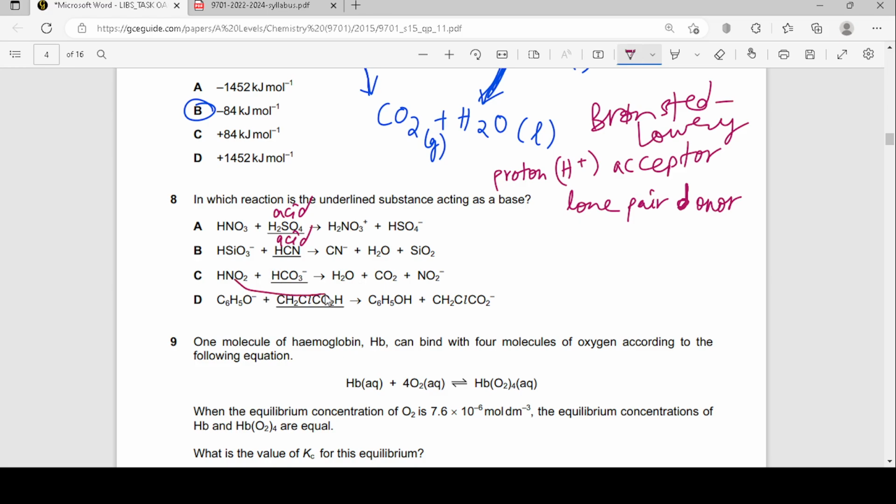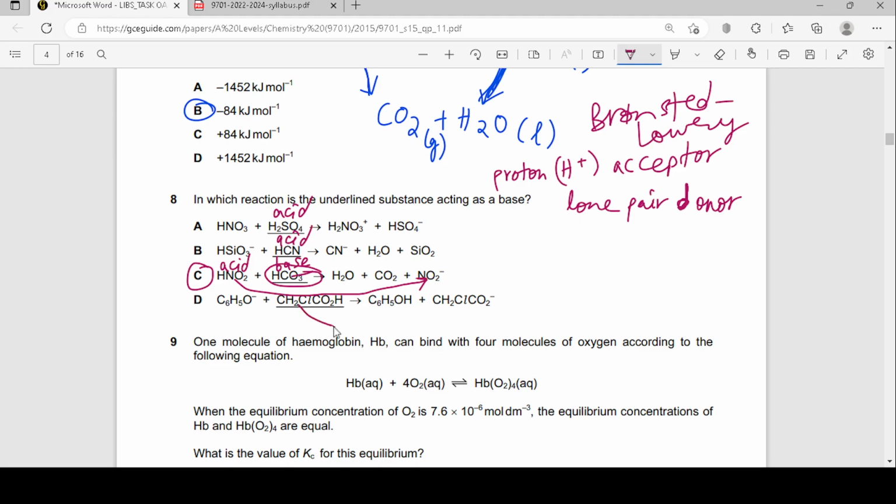So what you can do is, you see HNO2 is losing an H plus and becoming NO2 minus. This is acting as your acid, which immediately implies that the other substance must be acting as a base. So this substance is acting as an acid, which obviously means the other substance is acting as a base. If this is the underlined substance, and they're asking in which reaction the underlined substance is acting as a base, that means C is your answer.